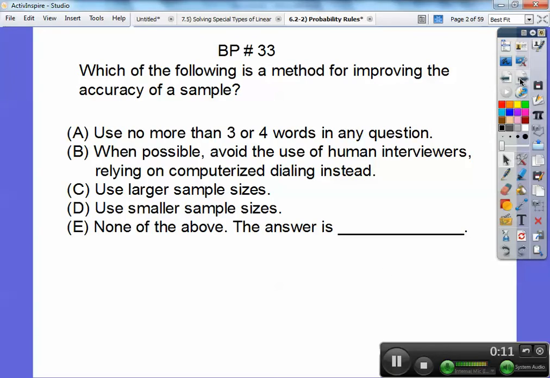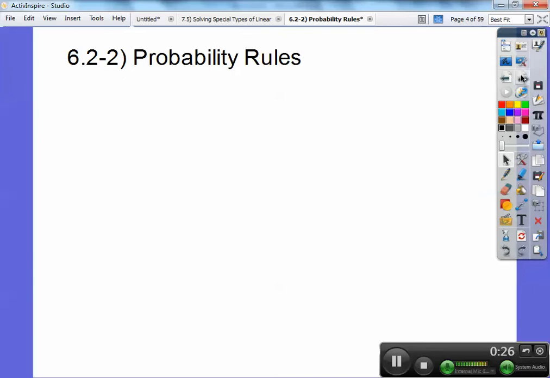So, which of the following is a method for improving accuracy of a sample? It's the one that uses larger sample size. That's what always improves the accuracy of a sample. So, look for the one for larger sample size. So choice C right there. Okay. All right, so probability rules, you guys.